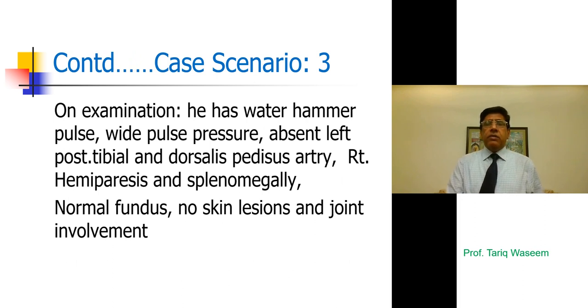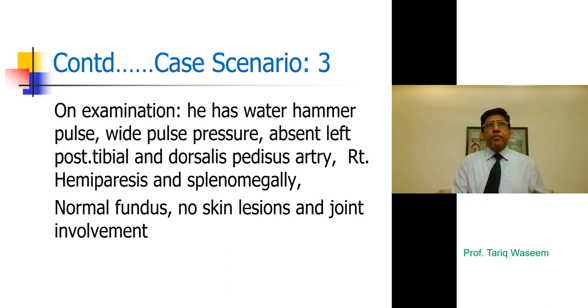On examination, his pulse was a classical collapsing pulse or water hammer pulse. There was wide pulse pressure. There were absent left posterior tibial and dorsalis pedis artery pulsations. And he had right hemiparesis of upper motor neuron type with an upgoing plantar and hyperreflexia. There was splenomegaly, but his fundus was normal and there was no skin or joint involvement seen.